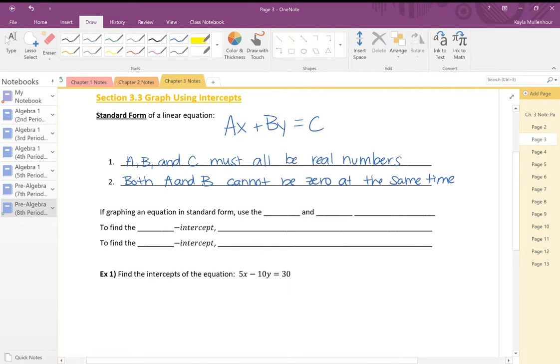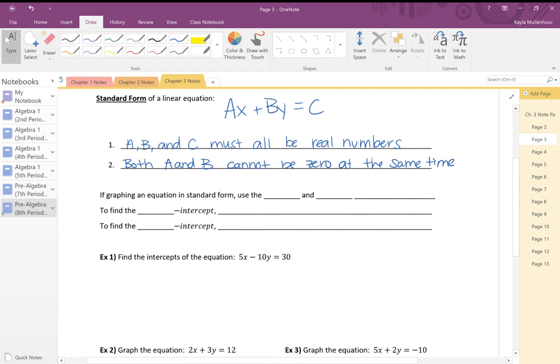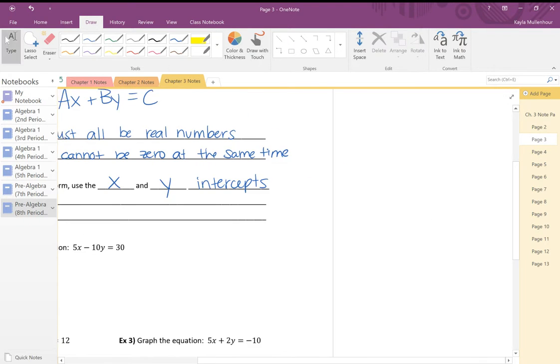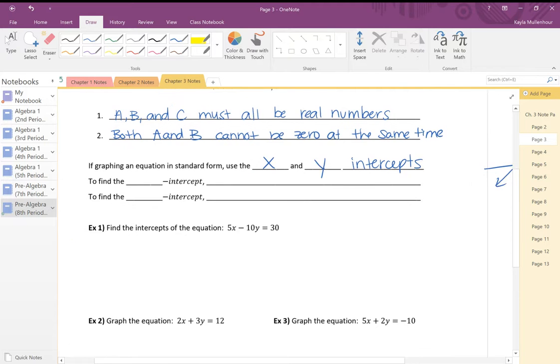Next, when we are actually graphing a line that is given to you in standard form, you're going to use the x and the y intercepts. The intercepts, as a reminder, are the place where your line is crossing through your x and your y axis. You only need 2 points to determine a line, so those are the only 2 points you need to find to connect to create your line.